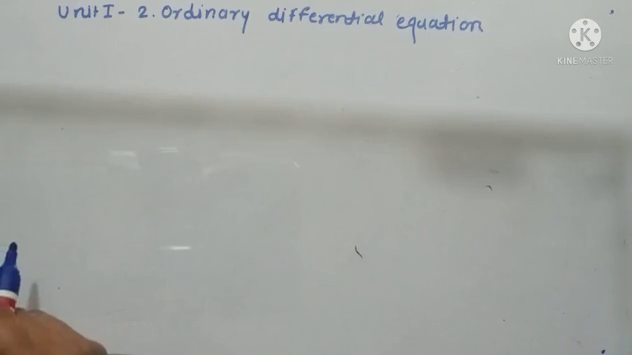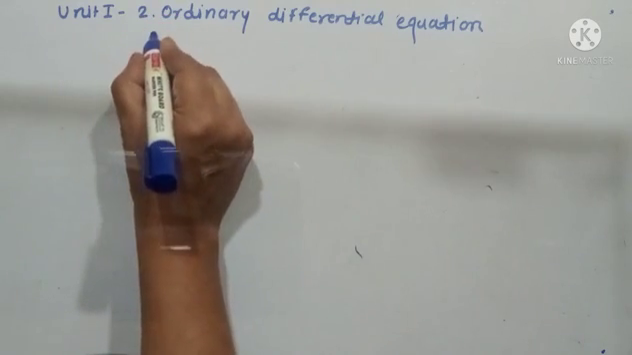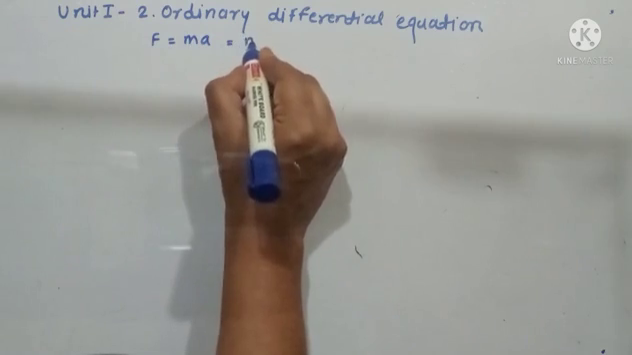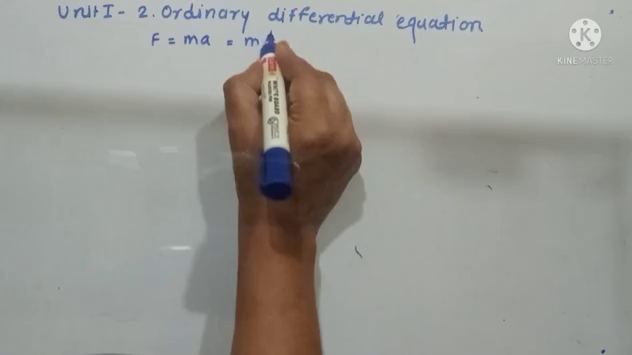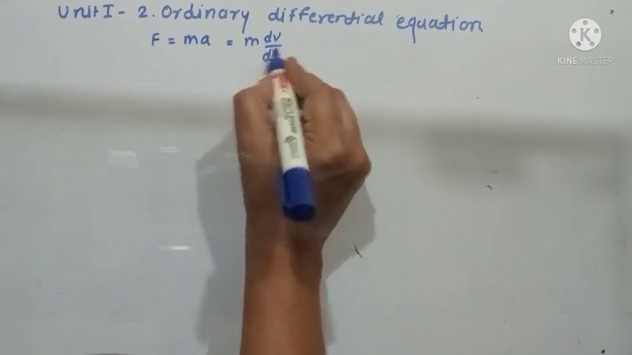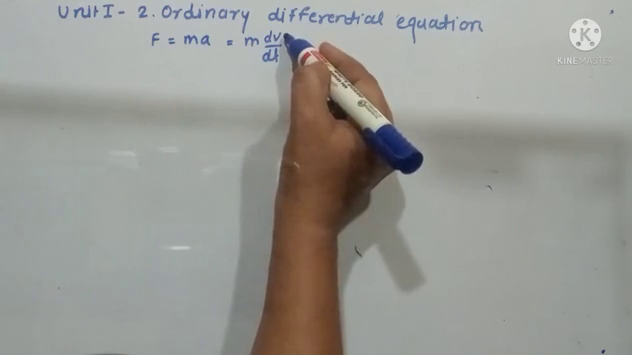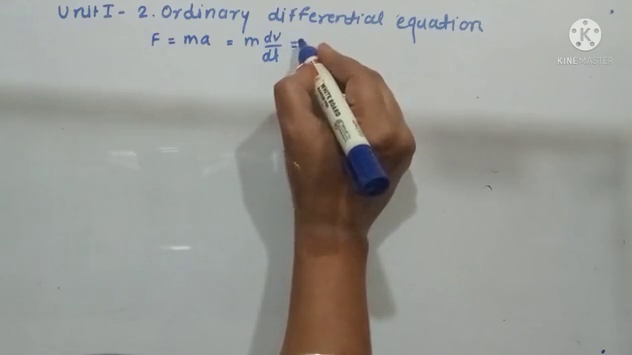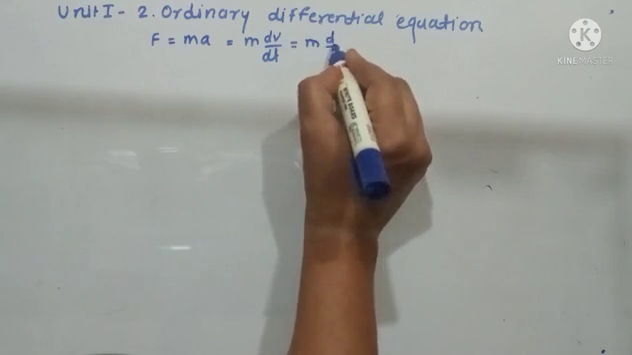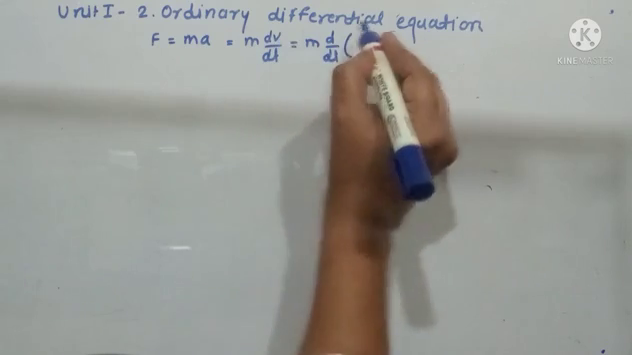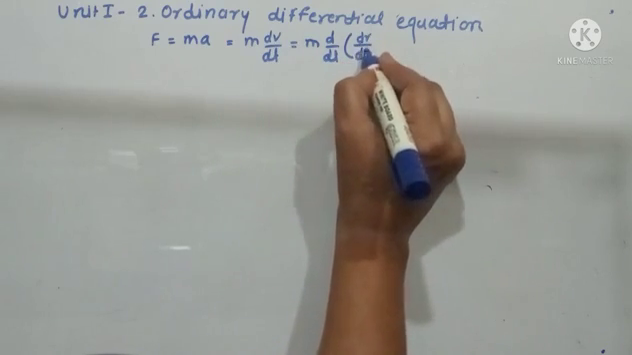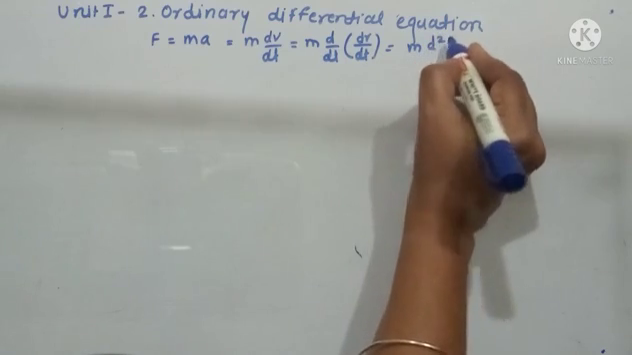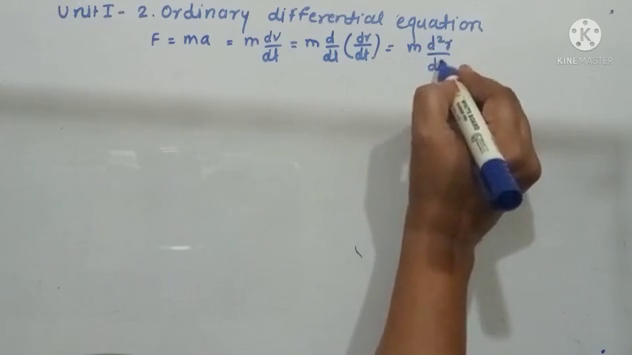In physics we have come across many equations like F = ma. I can write the same equation as F = m dv/dt. We know that acceleration is nothing but the rate of change of velocity with respect to time. I can also write the same equation as, v is nothing but dr/dt, so it will be m d²r/dt².